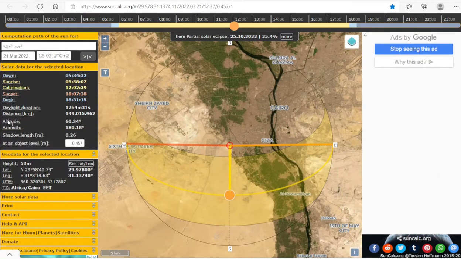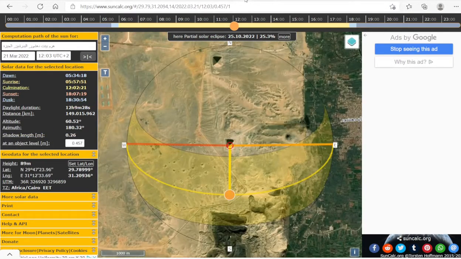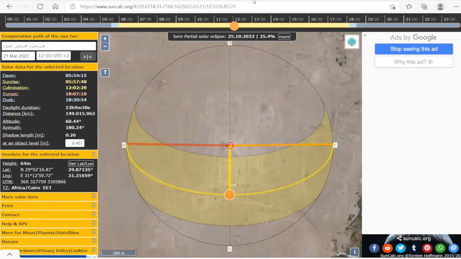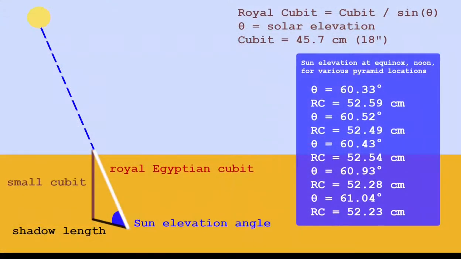We should try to move to another location other than Giza and find out if we get anywhere with the logic used so far. Time to move on to the location of the Bent Pyramid and the Red Pyramid created by Sneferu. We can easily view that the sun elevation is 60.52 degrees. With that solar angle, the length of the royal cubit becomes 52.49 centimeters. But let's say this is also a coincidence, something simply created out of luck. Let's go to Saqqara, the step pyramid of Djoser. Sun elevation 60.43 degrees, it produces a Royal Egyptian cubit of 52.54 centimeters.